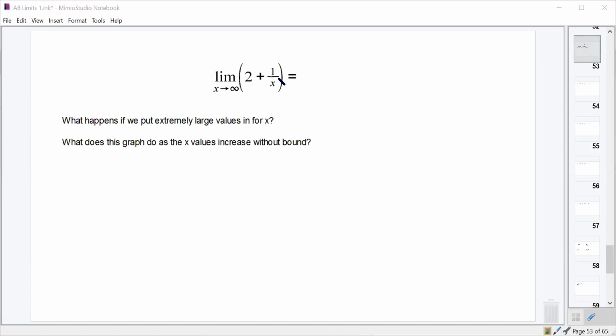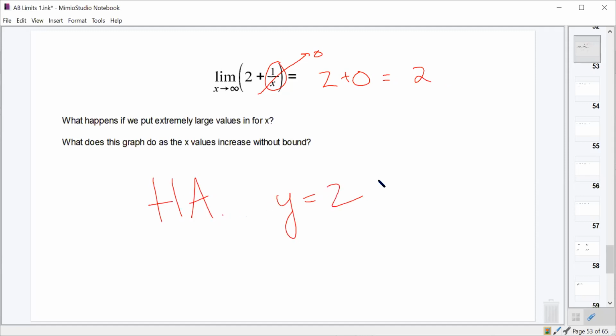Right, this 1 over x piece should go towards 0, right? And 2, if x gets very large, is just 2. So one would think that if I put in very large values for x here, as I look towards x approaching infinity, my function should be getting closer and closer to a y value of 2. And graphically, what do we call that? Horizontal asymptote. Yeah, we call this a horizontal asymptote, and it should be for y equals 2.